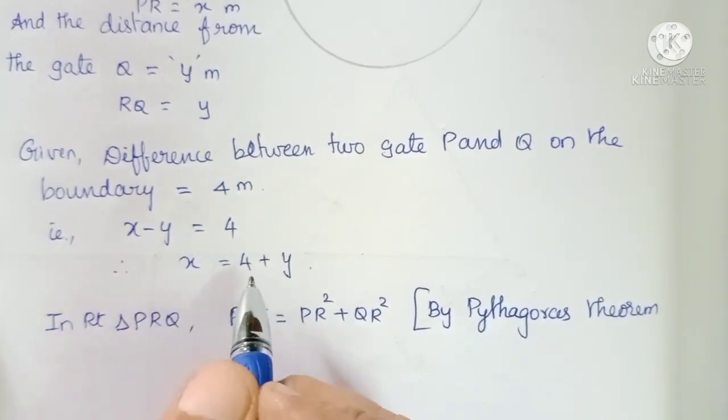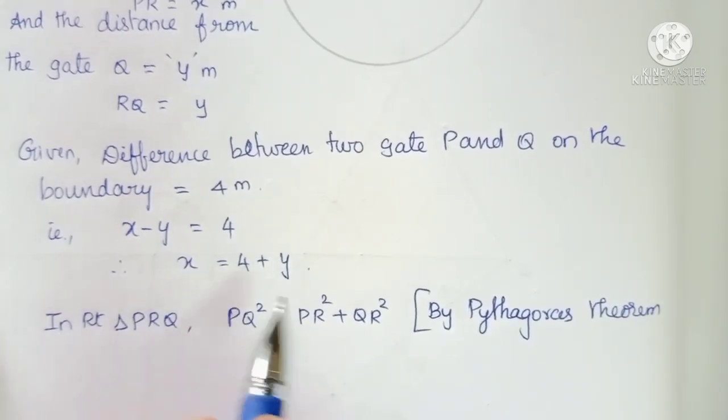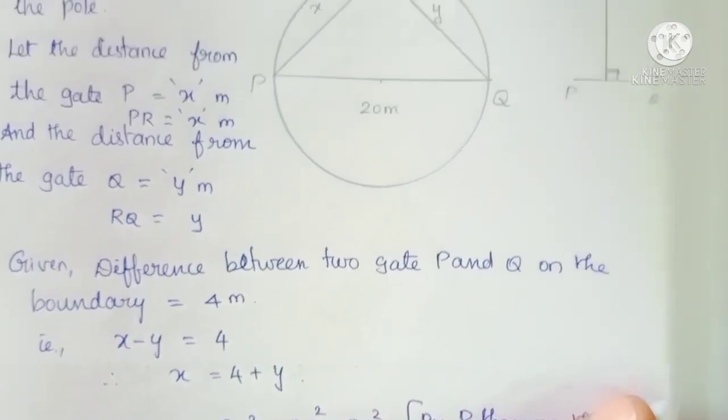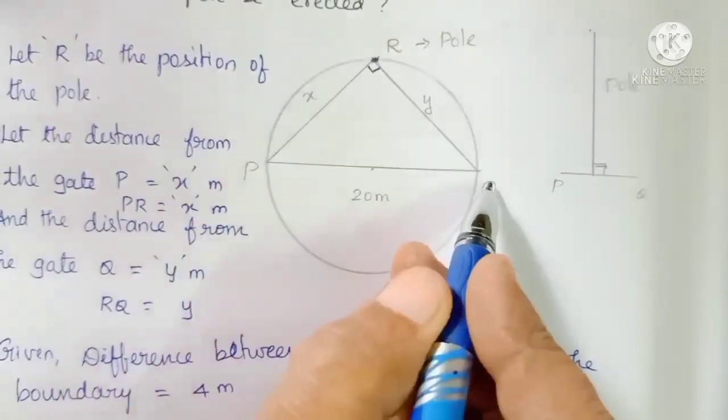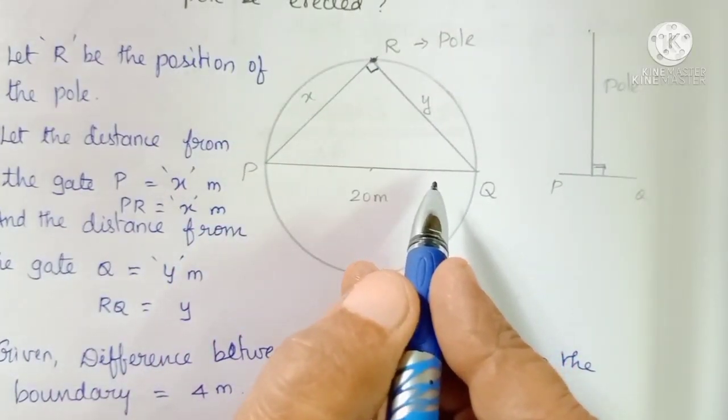Why we find this value, I will tell you later. Now we are going to see the diagram. PRQ is a right angle triangle. So when a right angle triangle is given, we can use Pythagoras rule.